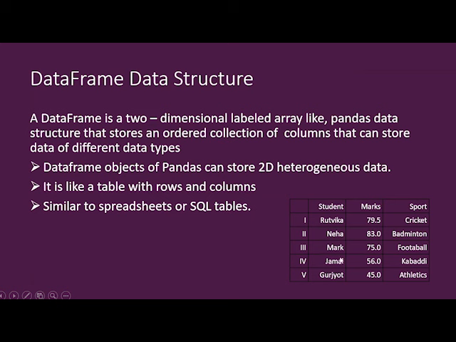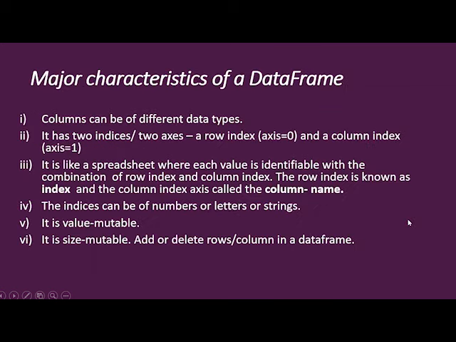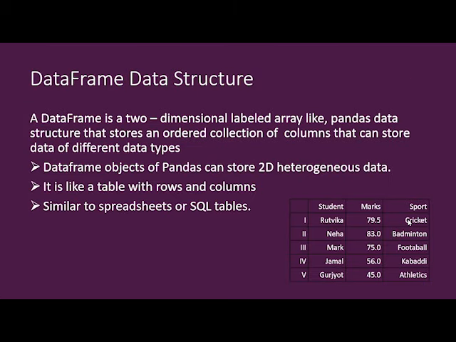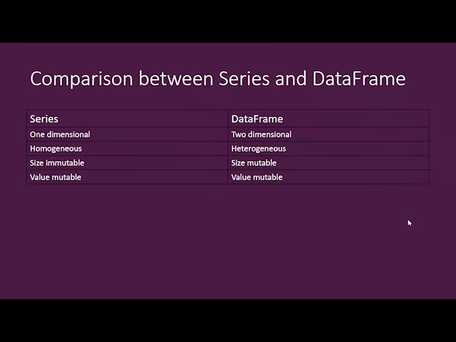So here is an example for the data frame. It's a two-dimensional Pandas data structure which stores an ordered collection of columns that can store data of different data types. Here we have both row index and column index. It's like a table. And here we can store heterogeneous data. Different types of data we can store here.